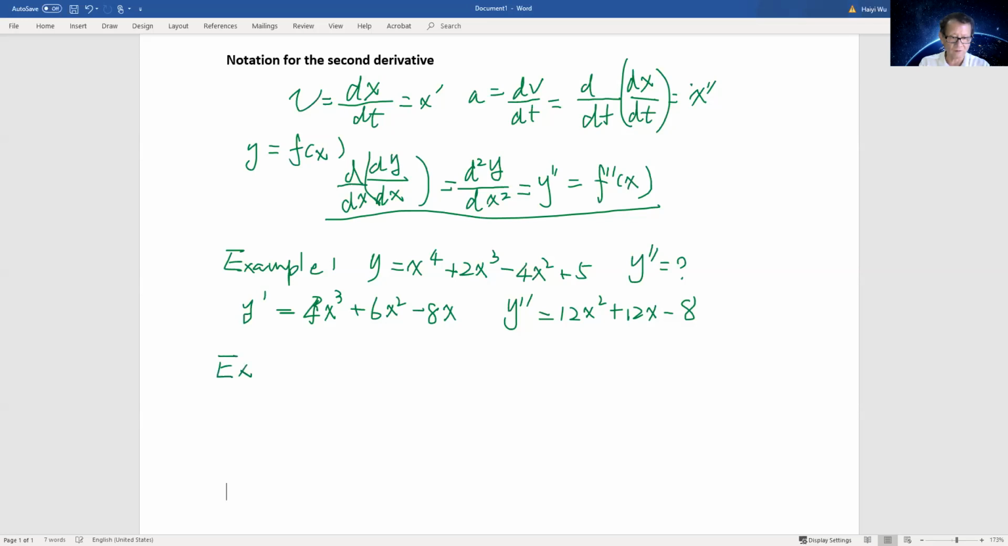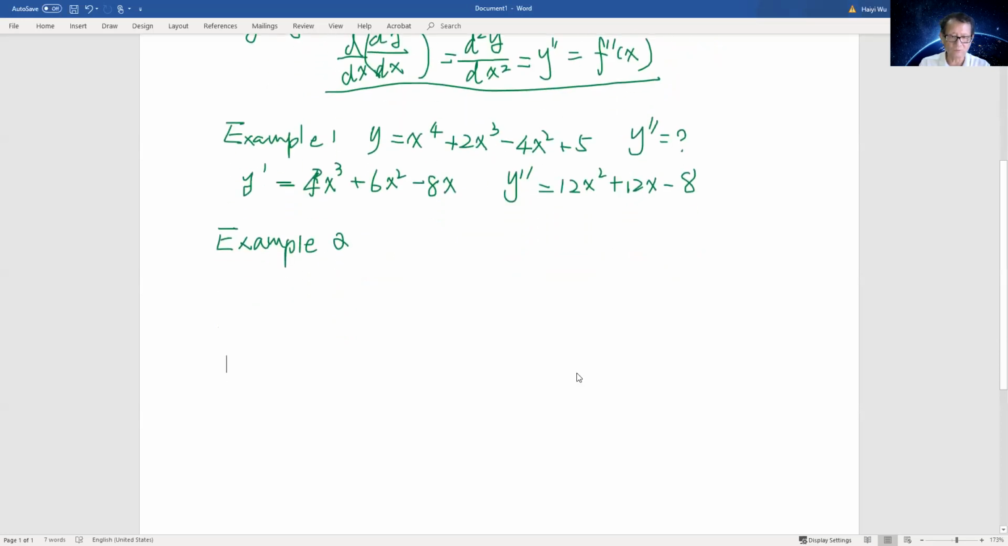Let's have a look at another example. Example 2. I'll give you a y that is a little more complicated this time. Example 2 is y equal to 4 square root of x to the power of 5, divided by 3x squared. We need to find the double derivative.